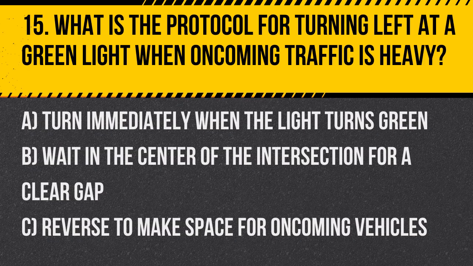A. Turn immediately when the light turns green. B. Wait in the center of the intersection for a clear gap. C. Reverse to make space for oncoming vehicles.